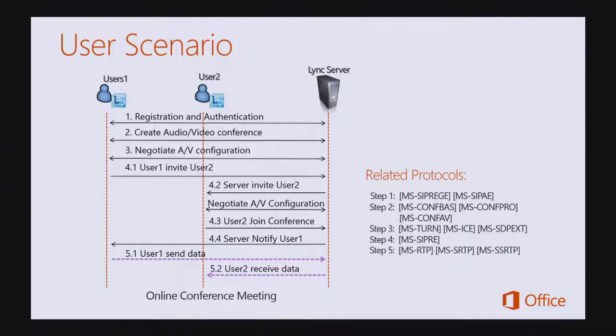Once you have already created the framework for the conference, now you need to transfer the audio and video data, so you need to negotiate the parameters, network conditions, and this kind of parameter for the audio video conference. The Conf AV protocol is designed for this. And after you create the audio video conference, you need to negotiate the AV configuration.